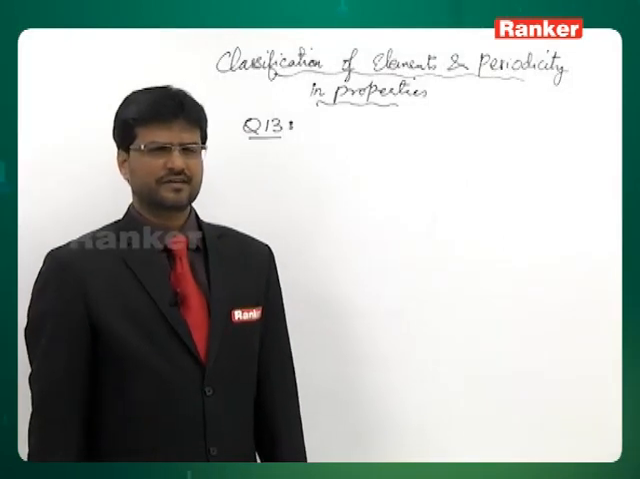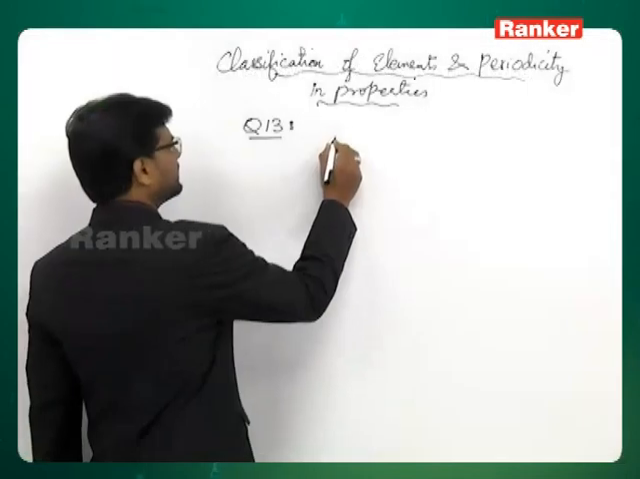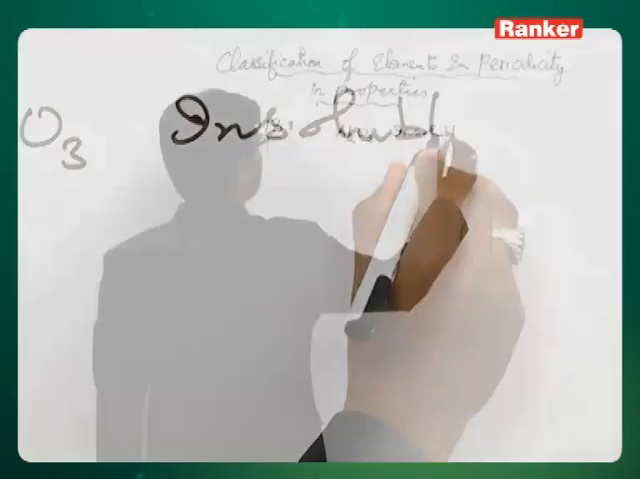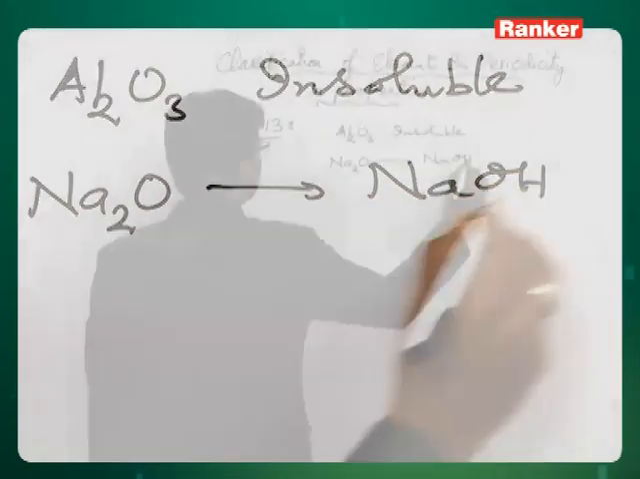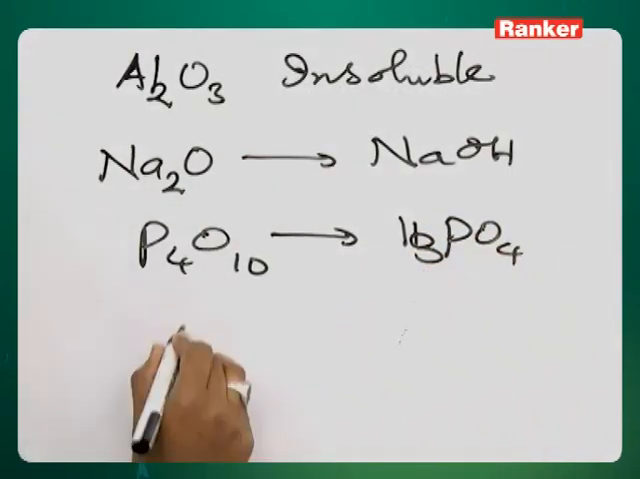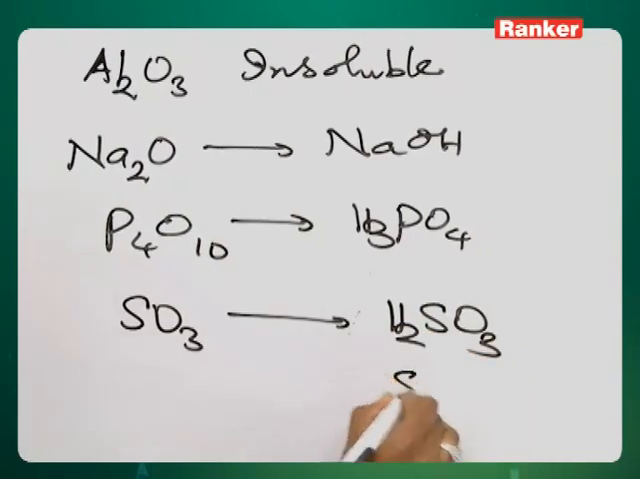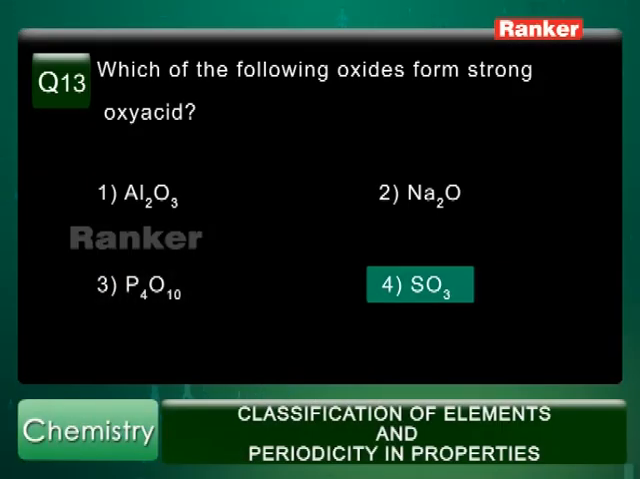Question number 13. Which of the following oxides form strong oxyacid? Which of them form strong oxyacid? It's the same options, and we know that Al2O3 is insoluble, Na2O produces the base sodium hydroxide, P4O10 produces the weak acid H3PO4, and the substance which produces strong acid is SO3. SO3 produces strong acid, sulfuric acid. So the correct answer is SO3, fourth option.